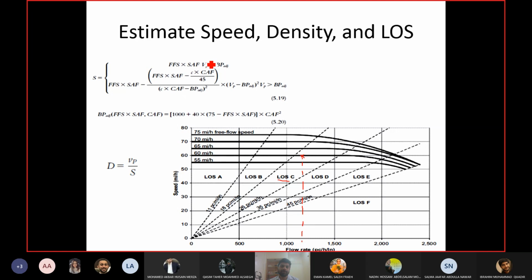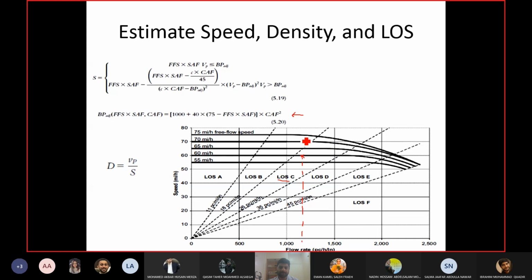This equation can be applied if your Vp is less than or equal to BP adjusted. What is BP adjusted? This is the equation for BP. BP stands for breakpoint. What is the breakpoint? You can see in this curve, and I showed you in the previous lecture as well, that free flow speeds are maintained for a particular range of flow. In a particular range of flow, the speed of the highway does not go below the free flow value.